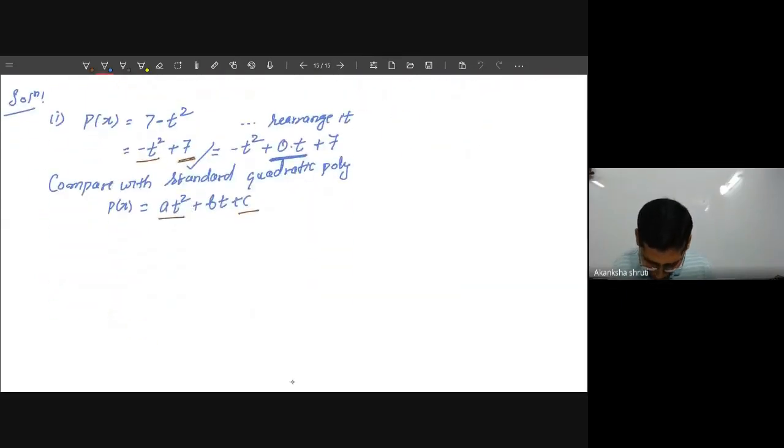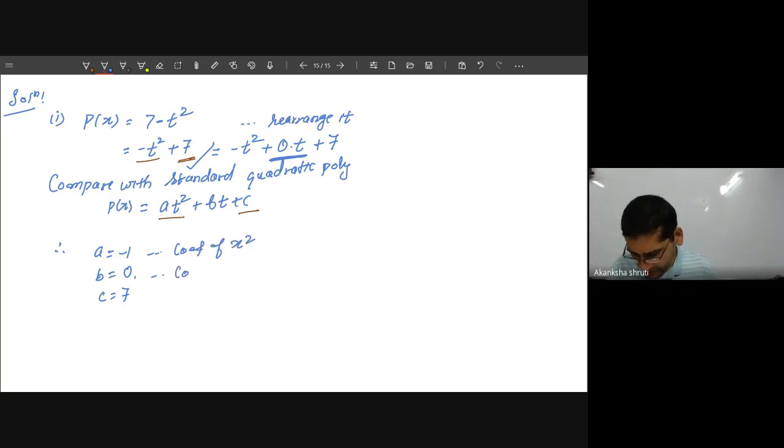Now comparing, therefore, what is a? a is minus 1 because it is minus 1 into t square. What is b? b value is 0. What is c? c value is 7. So this is our coefficient of x square, this is our coefficient of x, and this is our constant term. Okay, students? This way we have calculated.